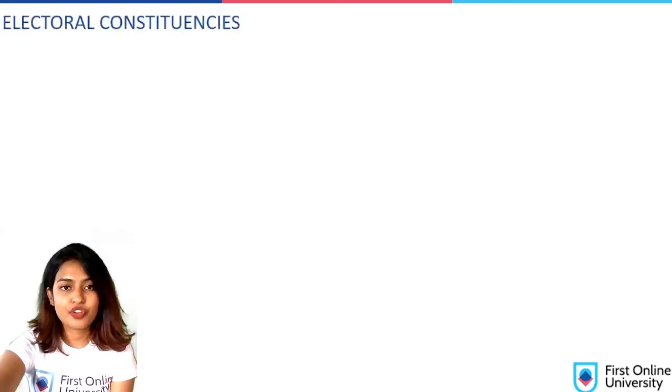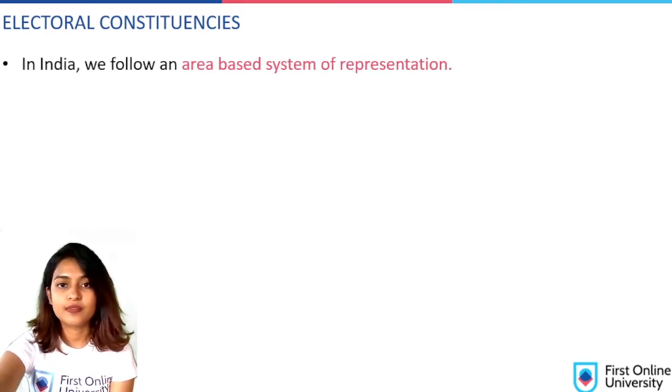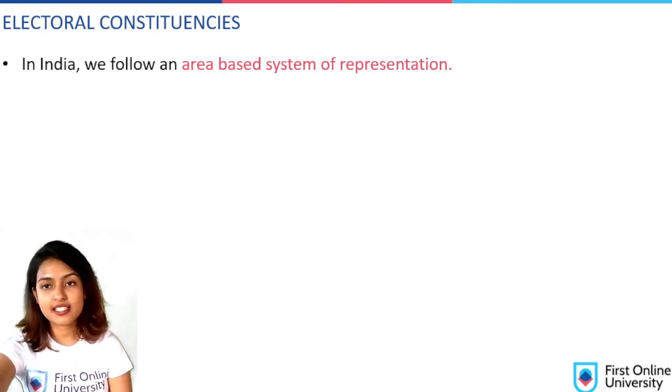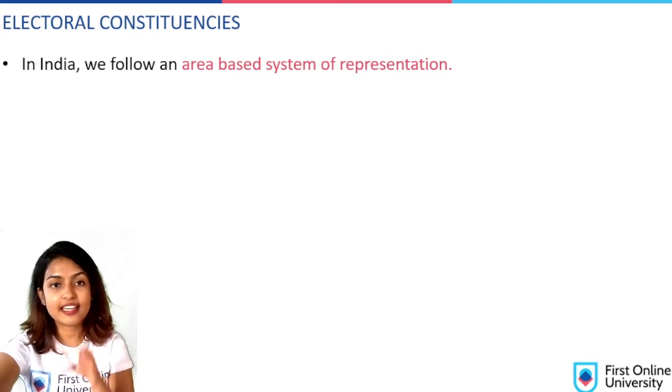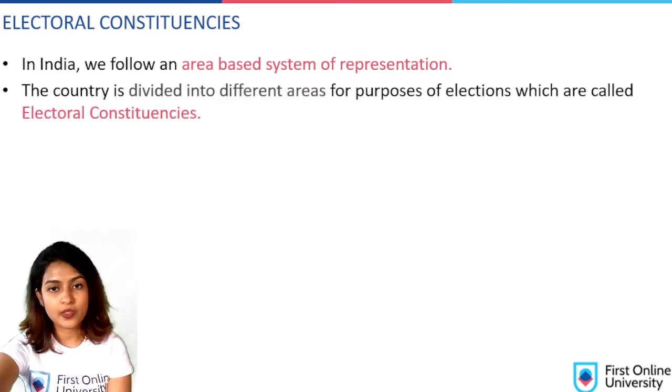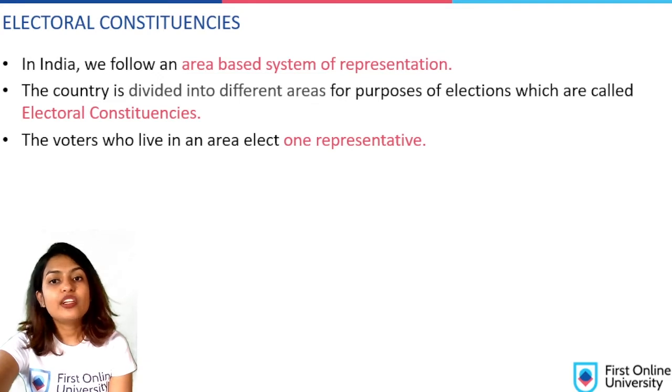So let us see the two kinds of constituencies now, electoral constituencies and reserved constituencies. In India, we follow an area-based system of representation. A particular area is being represented by a certain person who further represents it at the parliament, at the Lok Sabha. The country is divided into different areas for purposes of elections, which are called electoral constituencies. The voters who live in an area elect one representative.